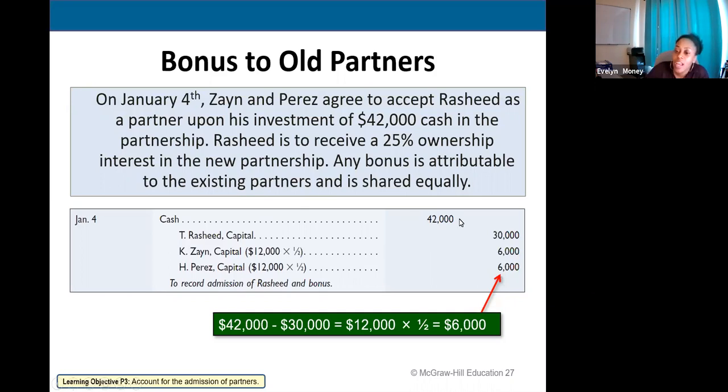I like to look at this and say, okay, I know if I debit cash for 42 and I credit capital for 30, I need more on the credit side in order to make my entry balance. And when a bonus is paid to old partners, it increases their capital account. So I know I'm on the right track here. That means I need to credit Zain capital for half of the bonus and credit Perez capital for half of the bonus.